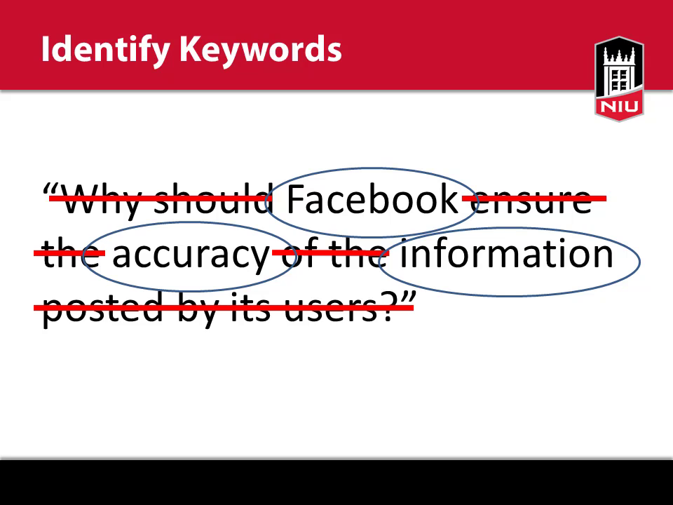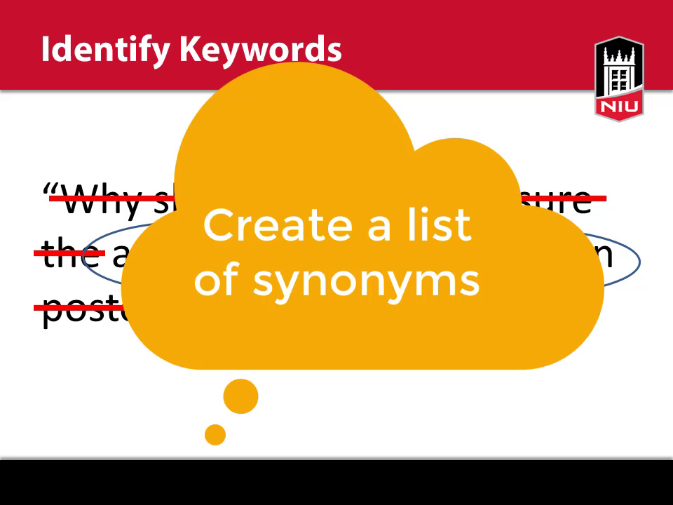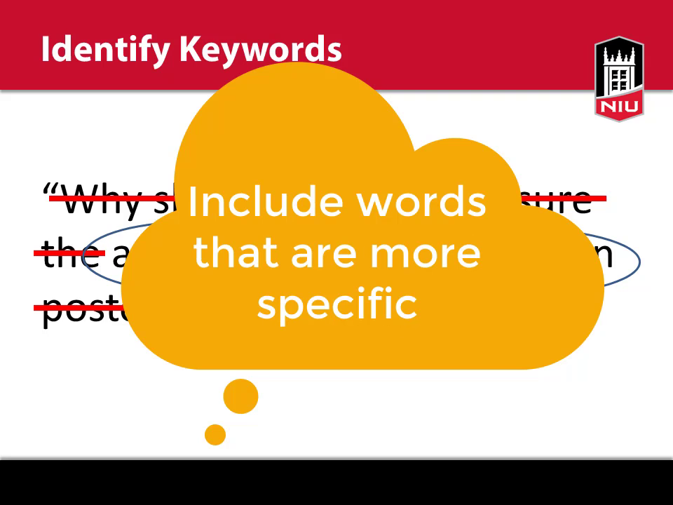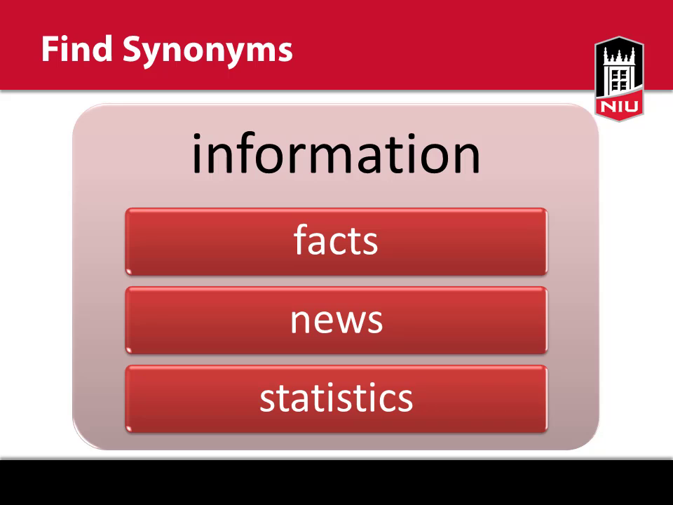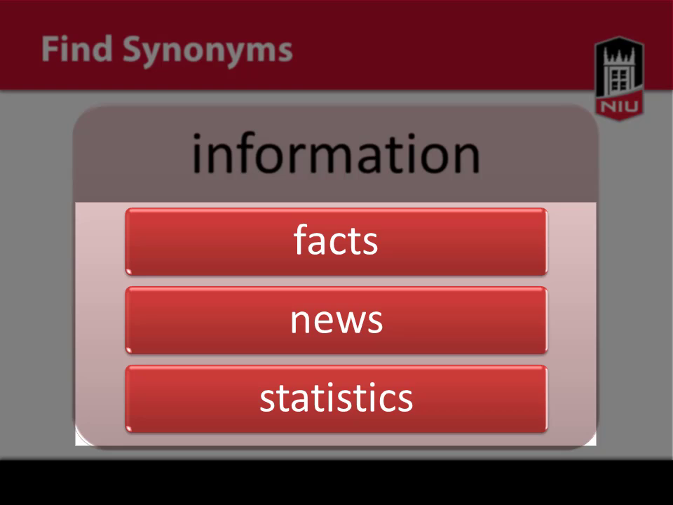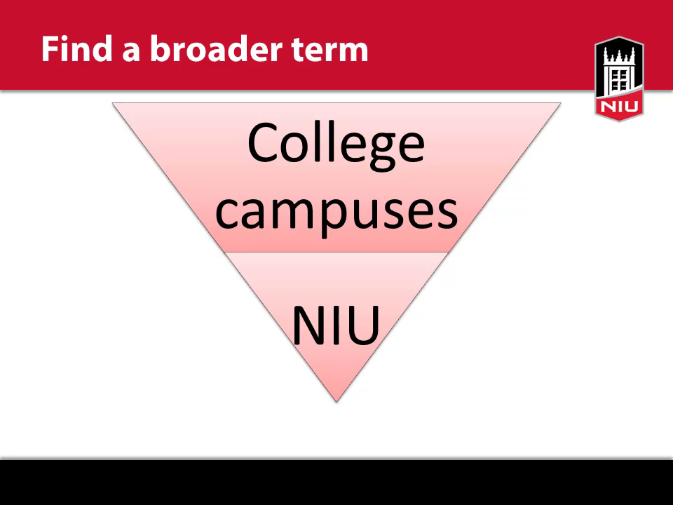You can then create a list of synonyms for your keywords. It's a good idea to also think of related words that are more specific. For example, information is a general or broad term that may produce too many results. Words that are related to information in the context of our question and are more specific include facts, news, and statistics.